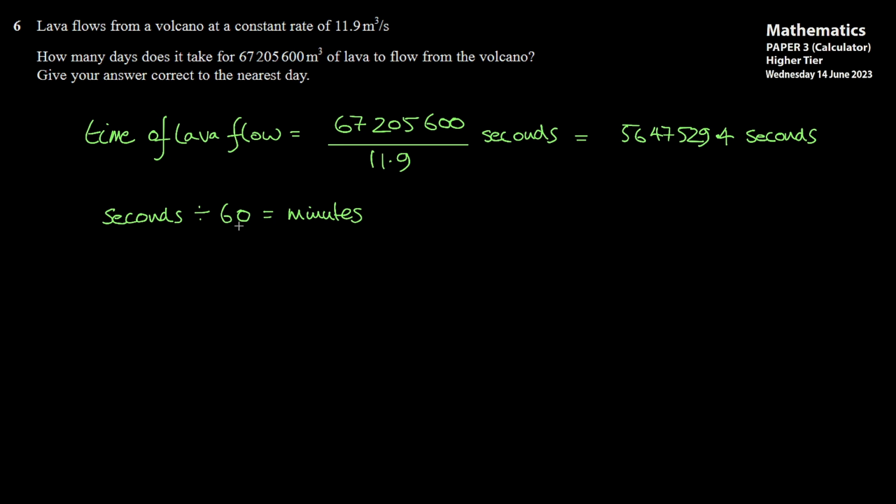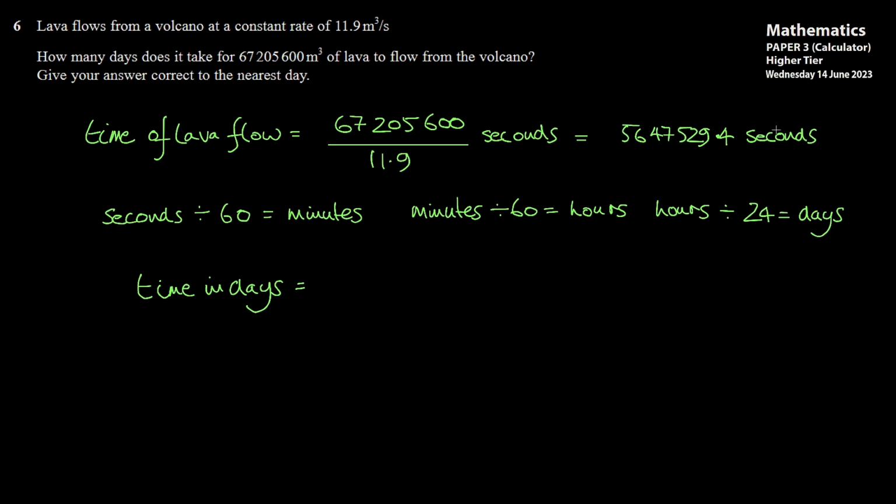Now, seconds divided by 60 will equal minutes, and minutes divided by 60 will equal hours. And hours divided by 24 equals days. So we've got to take our sum here and divide it by 60, then 60 again, and then 24. So the time in days equals our answer in seconds here, divided by 60 times 60 times 24. And this turns out to be 65 days. And that's your answer.